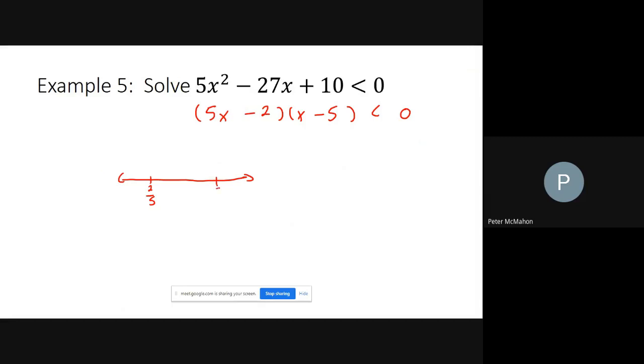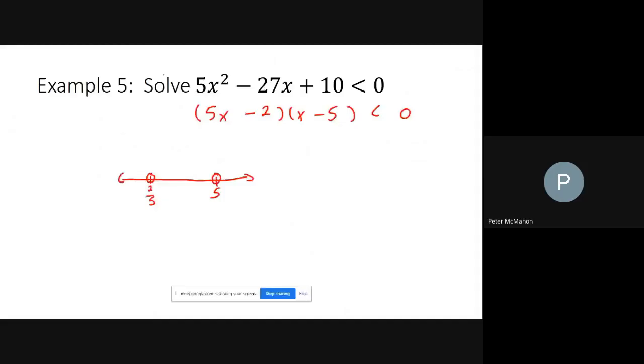Okay, now we're not including those zeros, so we're going to have an open circle like this. All right. Okay, so now let's test regions. Say test negative 1. 5 times negative 1 minus 2 is negative. Negative 1 minus 5 is negative. Negative times a negative is positive. Let's say test 4. 5 times 4 minus 2 is positive. 4 minus 5 is negative. Positive times a negative is negative here.